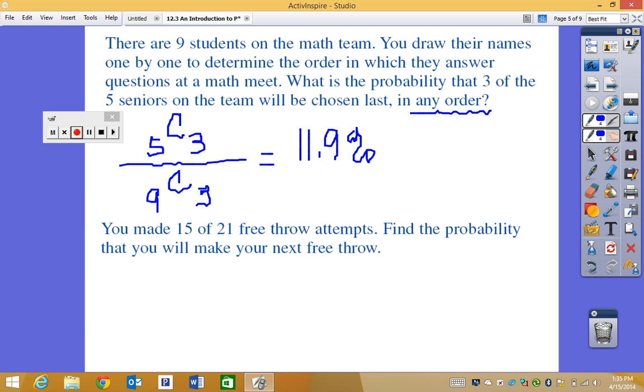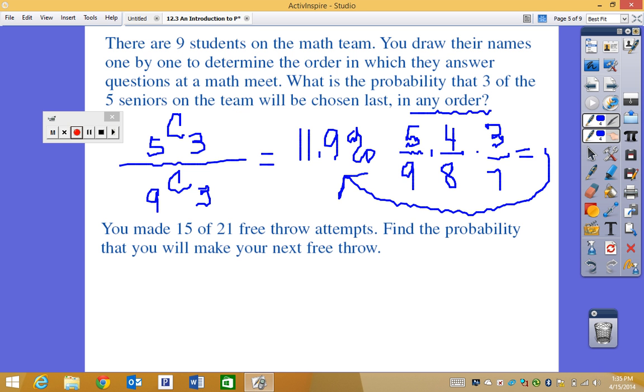I can also do it by multiplying with the probabilities. So I could have 5 seniors out of 9, and once I pick one, I would have 4 seniors left out of 8 total math students on the team, times I would have 3 seniors left to pick one from out of 7 students, and that also gives me 11.9%. So I can work it out either way.